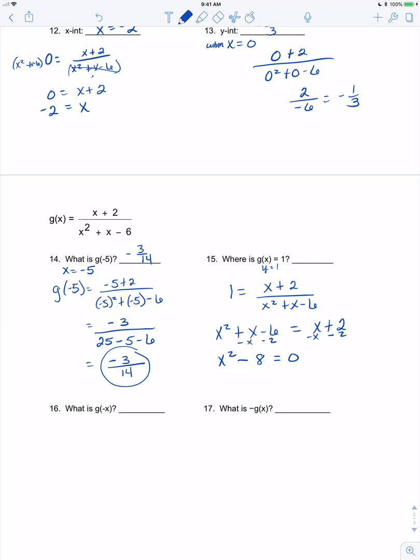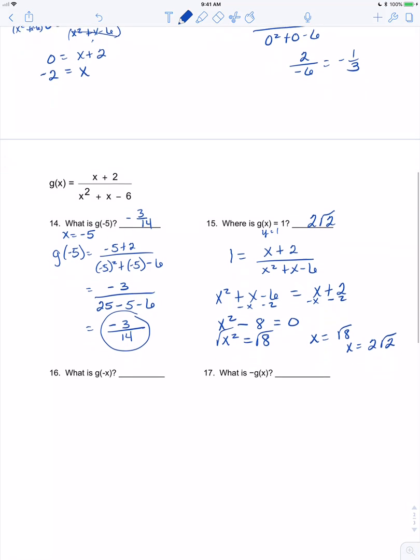All right, well, let's see. We're going to move that 8 to the other side. So we've got x squared is equal to 8. And we're going to take the square root. So x is equal to the square root of 8, which we rationalize to 2 square roots of 2. Or you can use a calculator on that, that's fine.